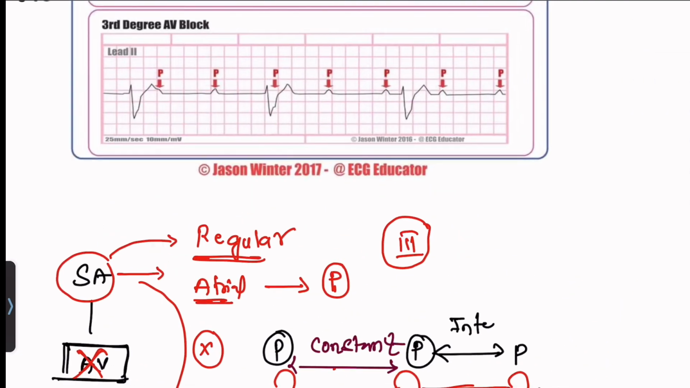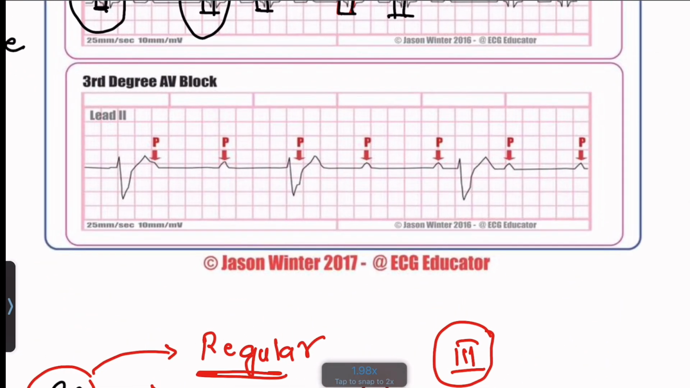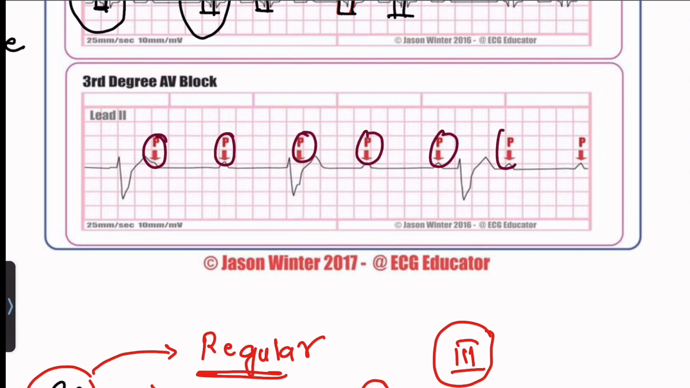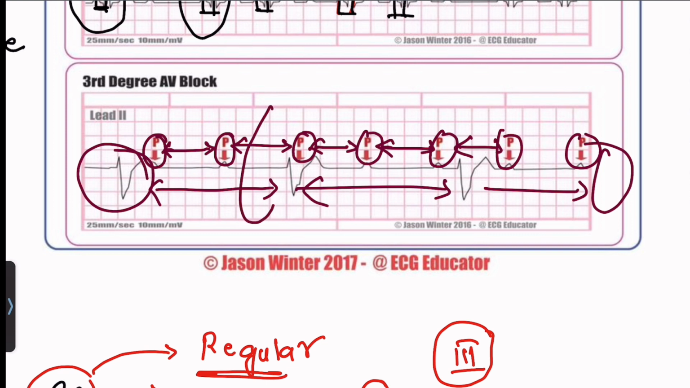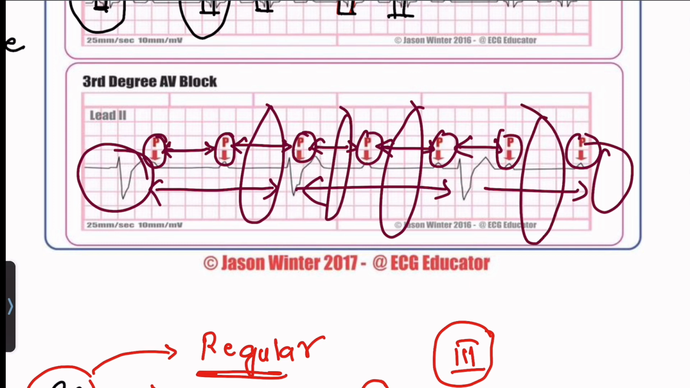Let's look at the ECG. Here you can see this is a P wave, this is a P wave, P wave, P wave, P wave, P wave, P wave. So from the SA node, the impulses are regular and constant. Here you can see the PP interval, the atrial depolarization, is regular and constant. But look at the QRS complex. Here there's a wide gap, there is no QRS complex. The P wave is not followed by a QRS complex.